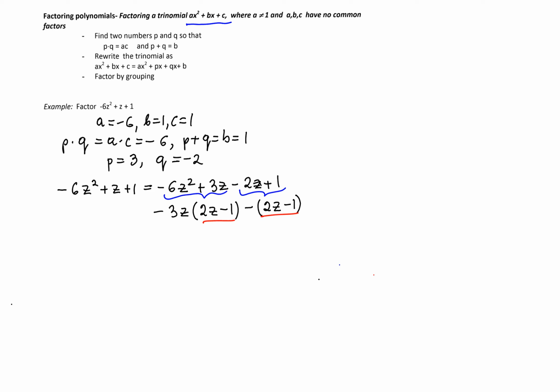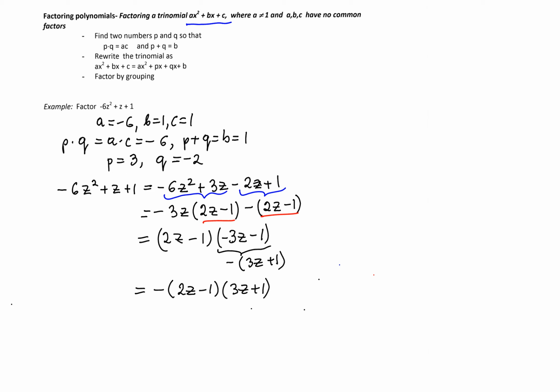As you can see, there are two common factors in both terms, so we factor out 2z minus 1. And what will be left is negative 3z minus 1. The polynomial is to be factored completely, and from the second factor, negative 3z minus 1, we can factor negative 1, giving us 3z plus 1. And therefore, as a result, we'll have negative 2z minus 1 times 3z plus 1.